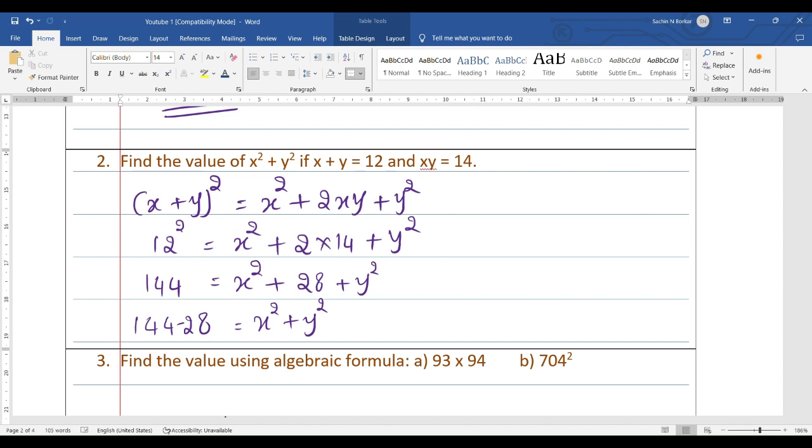Hence my last line will be 144 minus 28, that is 116, is x square plus y square.